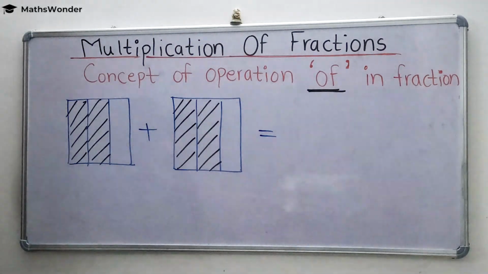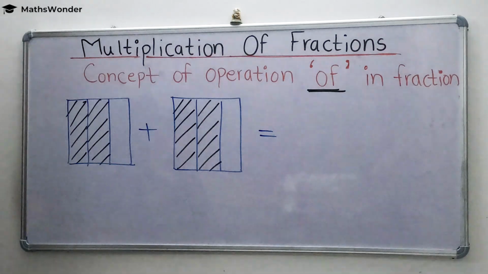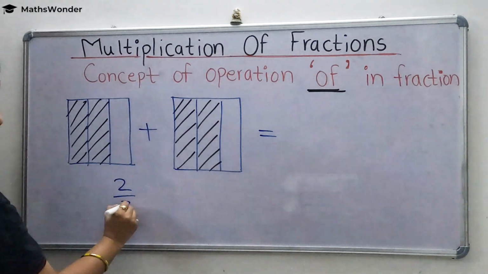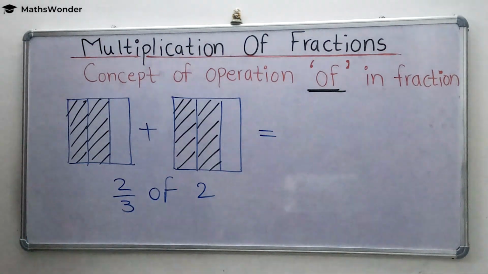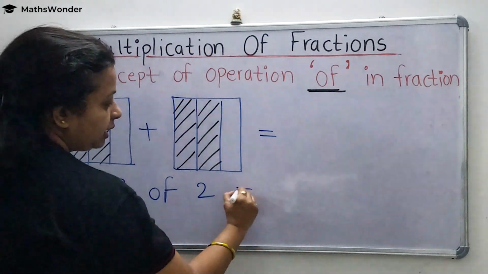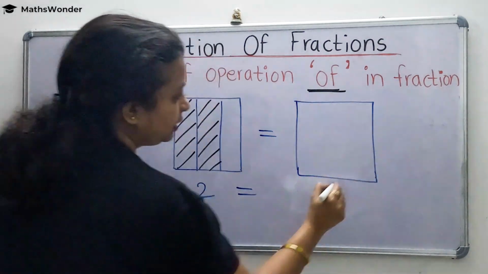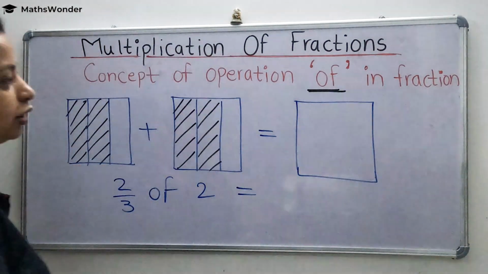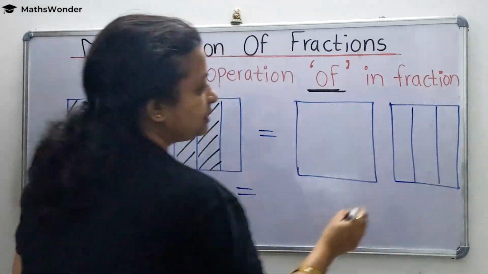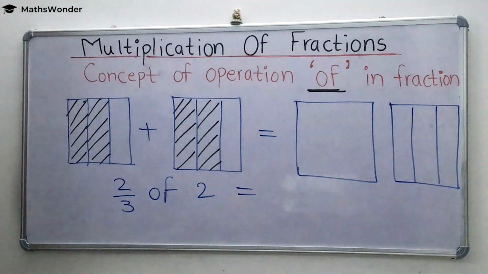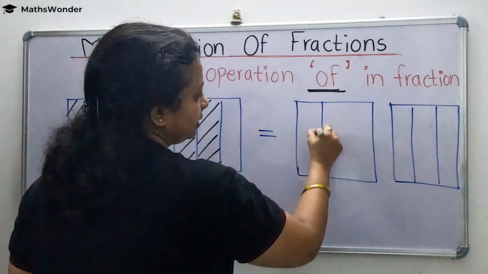Now another example: 2/3. How will you write it in the 'of' form? 2/3 of 2, because for 2/3 part we have 2. How will you simplify with the diagram? 2/3 of 2 means how many shaded parts here? There are a total of 4 shaded parts. So you will shade 4 parts in this rectangle.